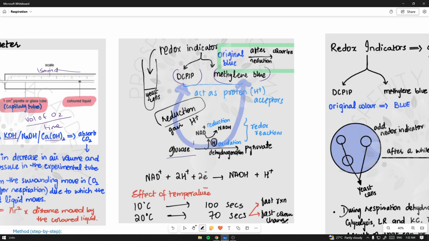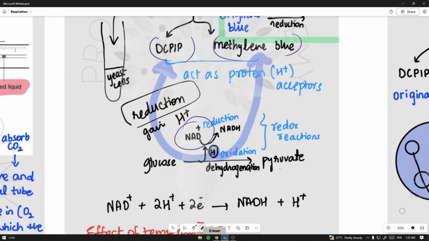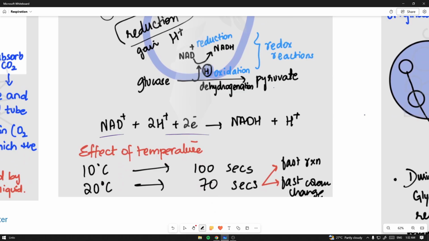So glucose is going to get dehydrogenated to pyruvate, and then it's going to release H plus protons, right? Normally the H plus gets gained by NAD plus to form reduced NAD, which is NADH. But in this case, the protons are going to be accepted by DCPIP or methylene blue. Okay, so yeah, that's it. This is the normal equation.